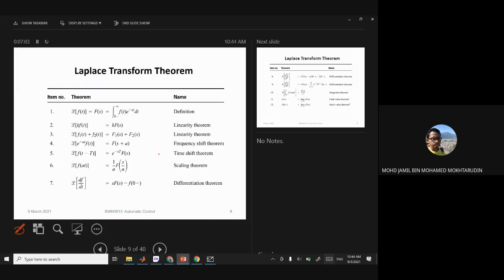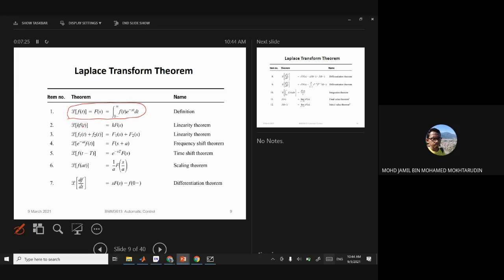Okay, so there are some theorems related to the Laplace transform. The first theorem is the definition of the Laplace transform. Basically, you need to integrate the function f(t) times e to the minus st. Okay, so you don't need to use manual integration because you will be given a table.